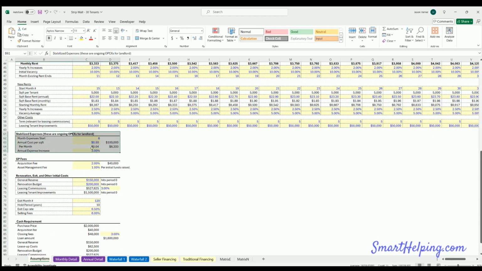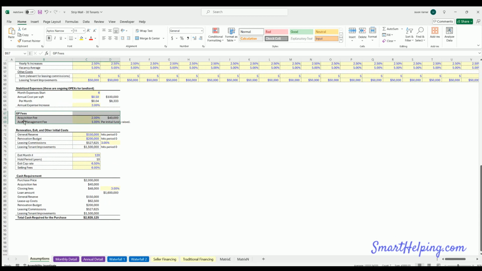We already talked about stabilized expenses, GP fees. You've got an acquisition fee and an asset management fee. The asset management fee is just 1% against the amount of funds raised. Acquisition fee is just a percentage of the purchase price. General reserve, a renovation budget. These are just inputs that you can enter based on what you think you're going to have to do to update the strip mall. Leasing commissions, tenant improvements.